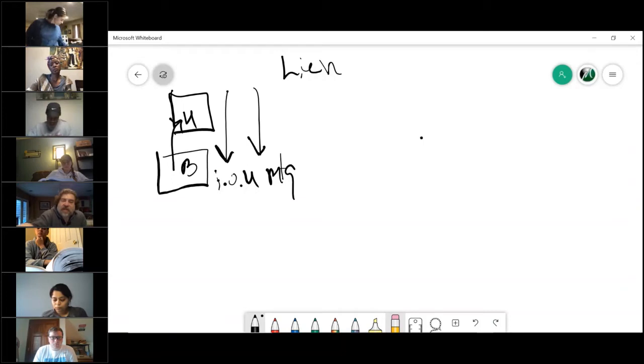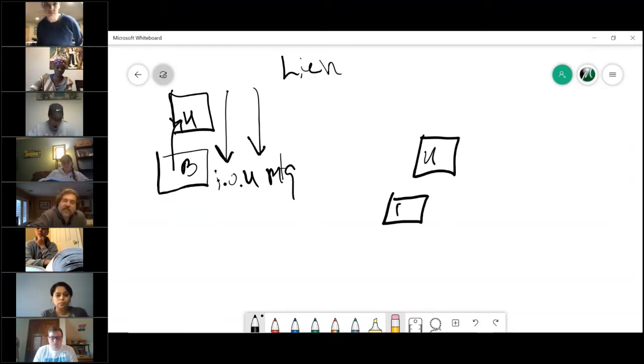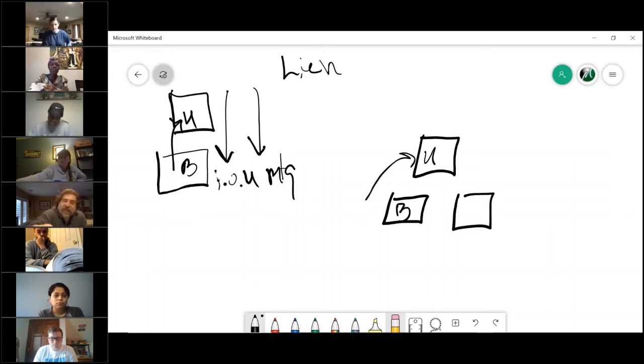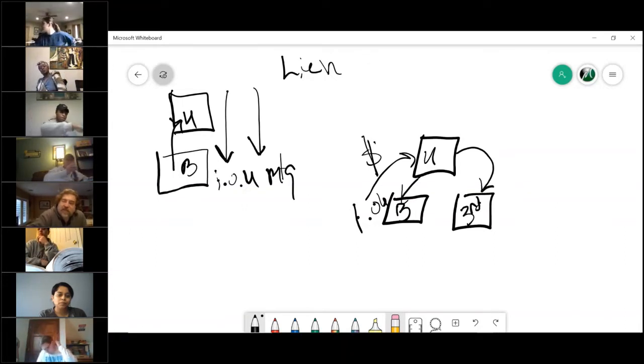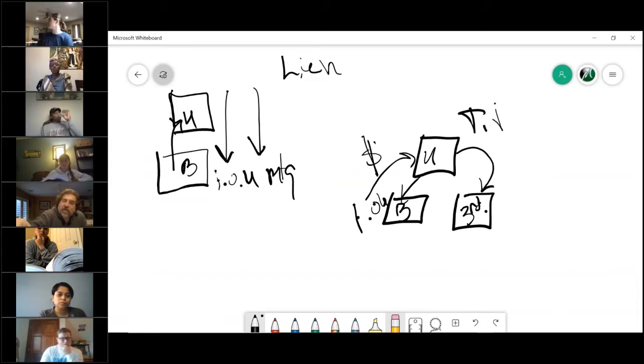The other one, here you are, here the bank is, then there's that third party. The bank gives you money, you give the bank the IOU, and then you deed of trust into that third party, and this was called title theory. All right, remember that? All right, so here's the key.